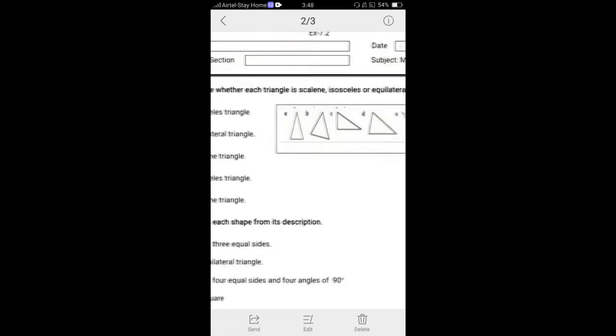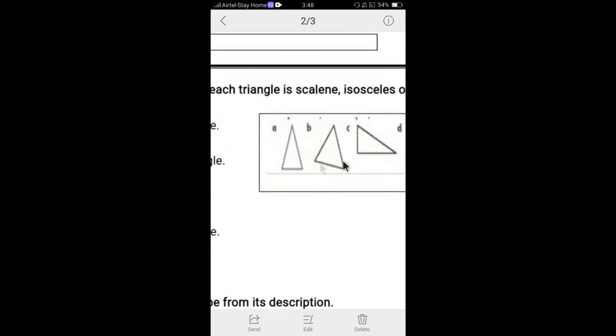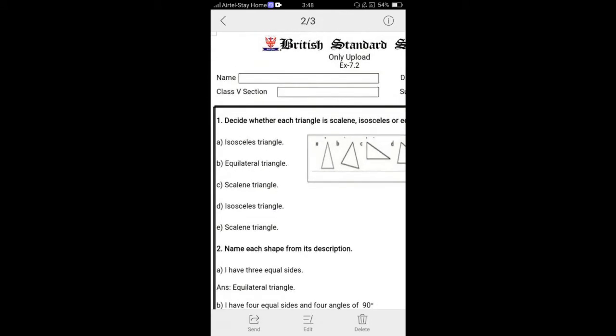Let's see the first one. If you see this first triangle, you can easily see that the bottom base is small, and the rest two are quite similar. But how can you know that these two are equal? You have to measure with the ruler. Whenever you measure with the ruler, you can see that two sides are equal. Whenever two sides are equal, our answer is going to be isosceles triangle.